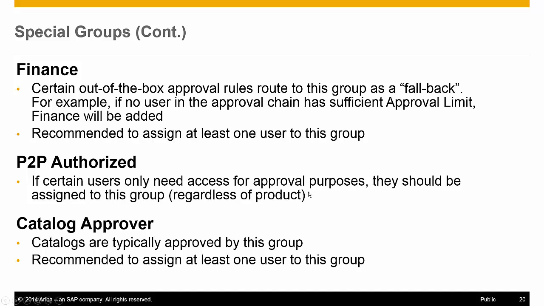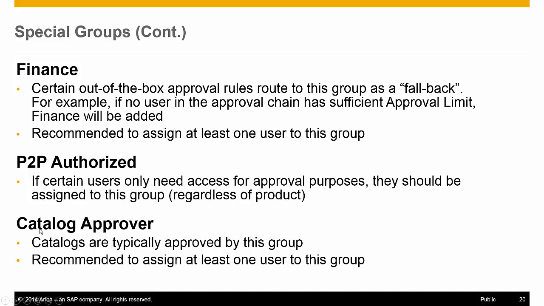There is also a group called P2P authorized, and this gives you access to the Ariba system strictly for approval purposes. So if you have some people accessing your system just as approvers, this is the group you want to give them, and therefore they will not be able to create any transactions, but they will be able to view and approve transactions if they're on the approval flow.